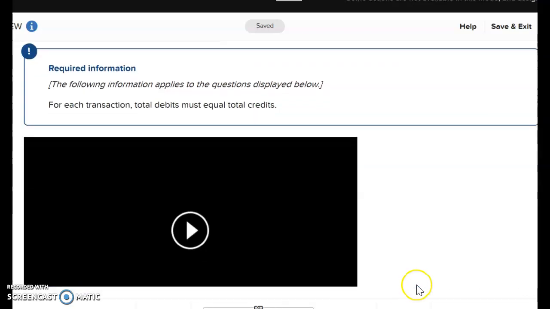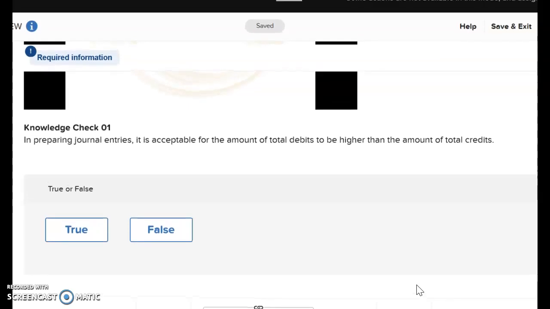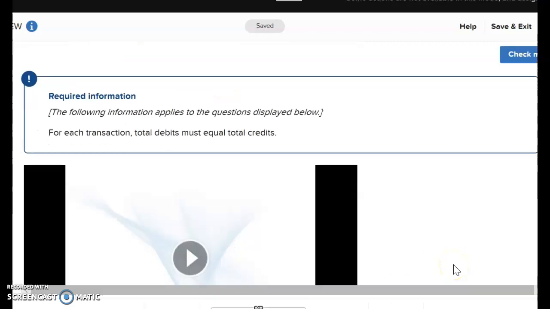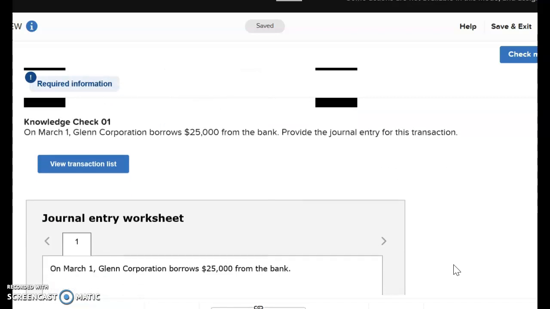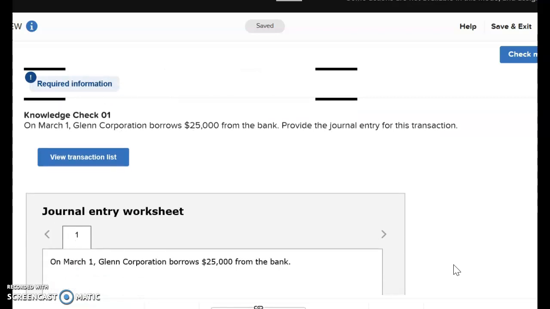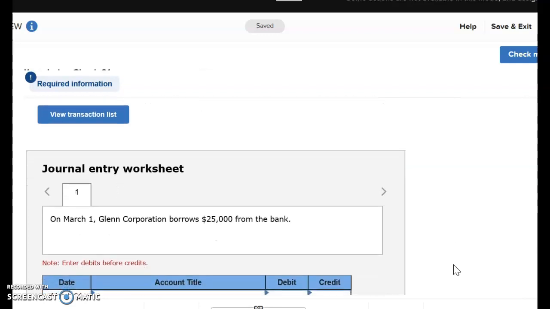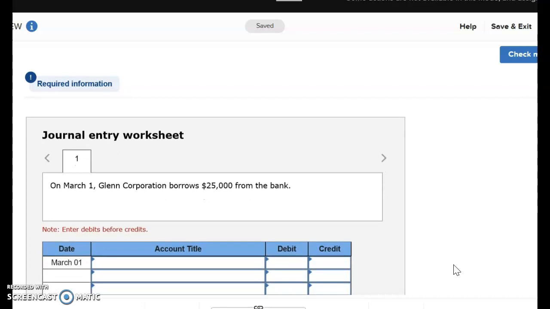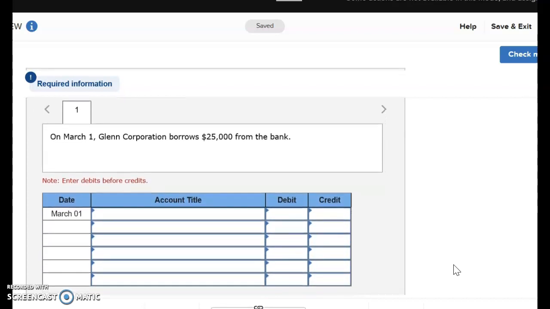Number 19, in preparing journal entries, it is acceptable for the amount of total debits to be higher than the amount of total credits. True or false? On March 1st, Glenn Corporation borrows $25,000 from the bank. Provide the journal entry for this transaction. Okay, so you're just supposed to write out what the journal entry looks like. And that's number 20.